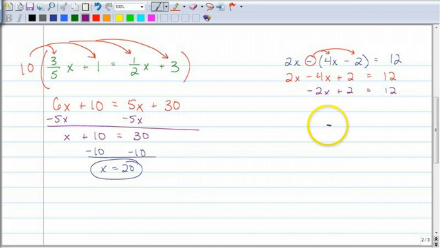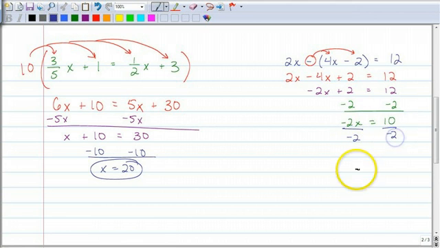Now I subtract 2 from both sides. Gives me negative 2x equals 10. Divide both sides by negative 2. When you do that, you get negative 5 as your answer.